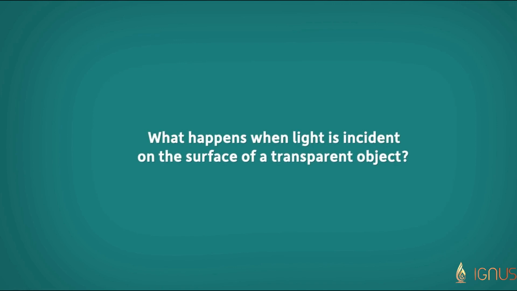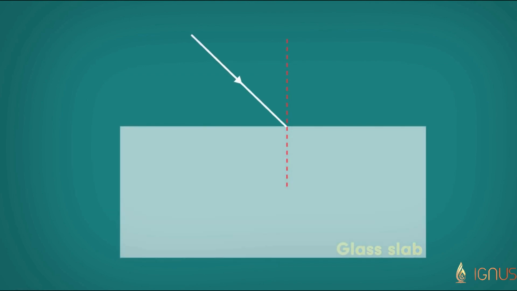What happens when light is incident on the surface of a transparent object? Consider a glass slab and suppose a narrow beam of light is incident on one side. The beam of light partially reflects, partially refracts, and is even partially absorbed by the object.